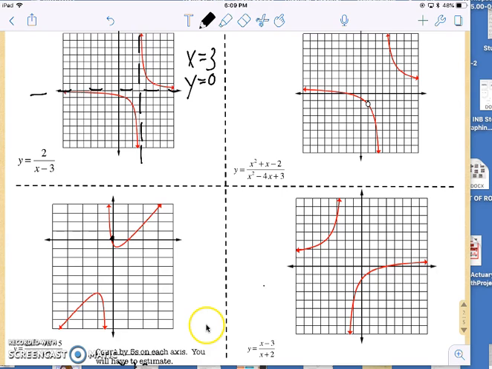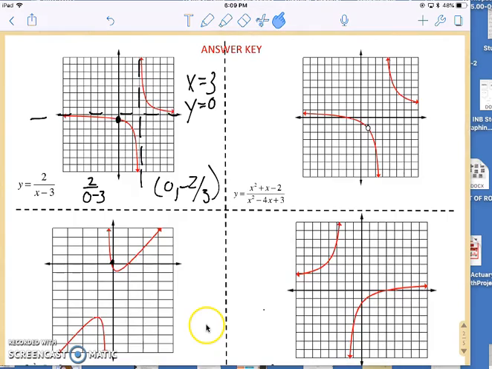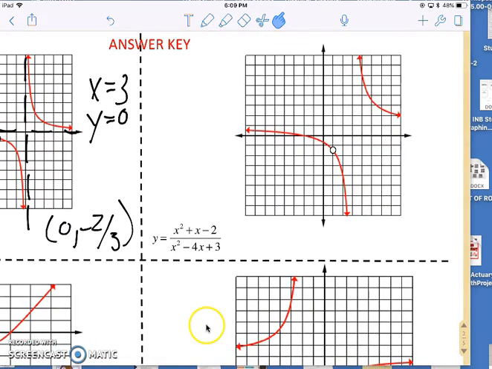Let's see, we also talked about x-intercept, so there isn't one. Well, here is our y-intercept. So if we plug in 0, 2 over 0 minus 3, so that coordinate is 0 and negative 2/3. So that one's a pretty basic one. We looked at that yesterday. But let's take a look at this next one here.